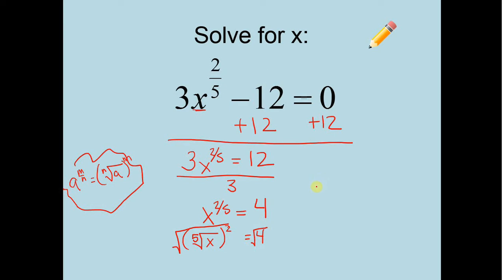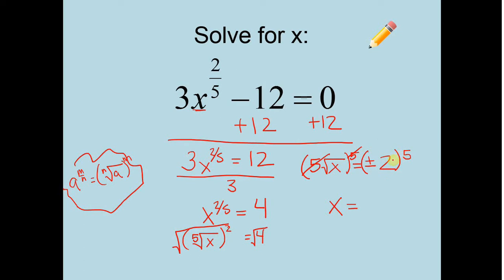Now, if you remember, what did I talk about when you do an even power root? Plus or minus, correct. So we need to take a look at that plus or minus. So I have the fifth root of x equals plus or minus 2. Marvelous. So now, I need to get rid of this fifth root. So I'm going to take both sides to the fifth power. So that's going to cancel that out. I'm going to be left with x equals 2 to the fifth.